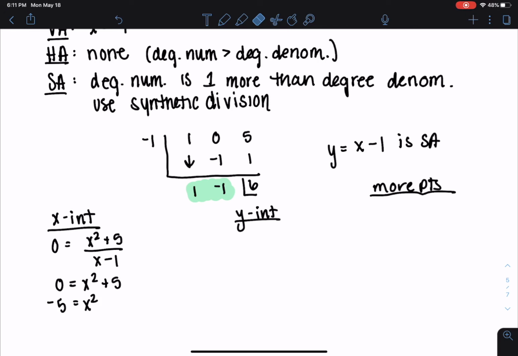Subtract 5 to try to solve for x, but you're going to get imaginary numbers. So there are actually no x-intercepts. For the y-intercept, you go ahead and just evaluate at 0, so you get 5. Our y-intercept is (0, 5).